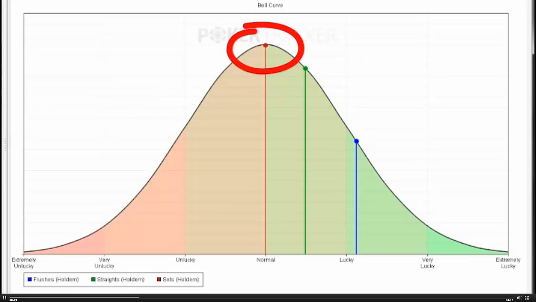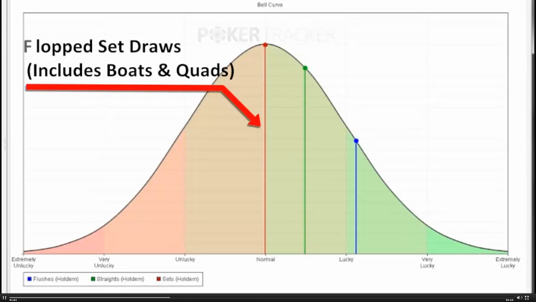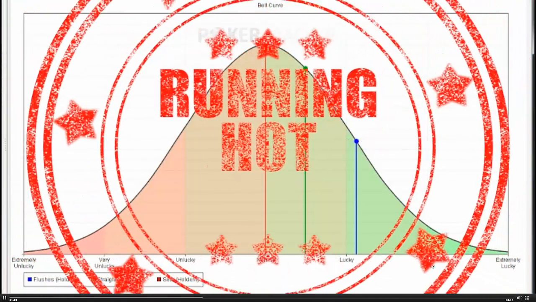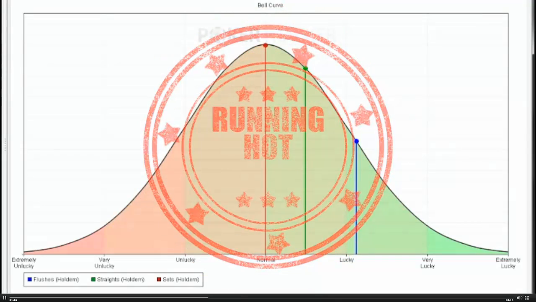The very top of the curve represents the frequency that a draw should be completed from a mathematical perspective. This is the expectation for the frequency of completing the draw. In this example, the active player's draws to a set are equal to the mathematical expectation, while he is hitting more straights and flush draws than he is mathematically expected to complete. This means the active player is running hot at hitting straight and flush draws.